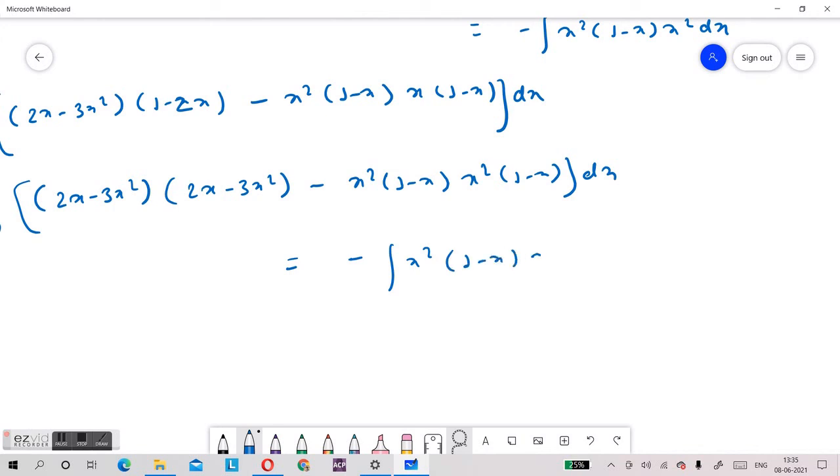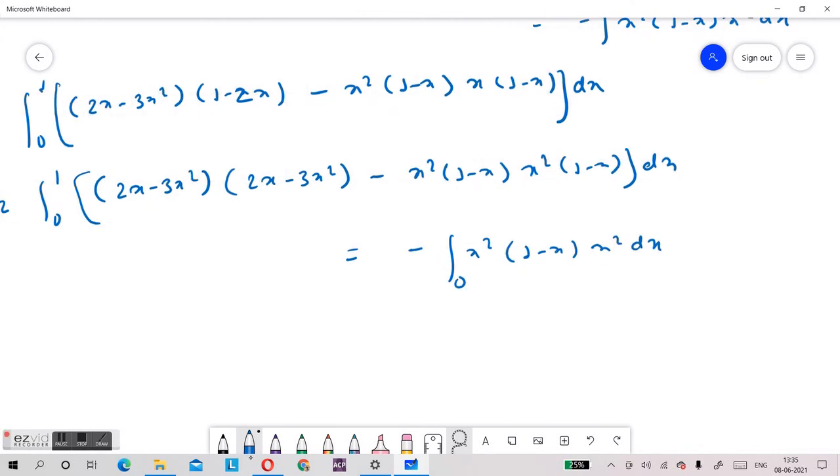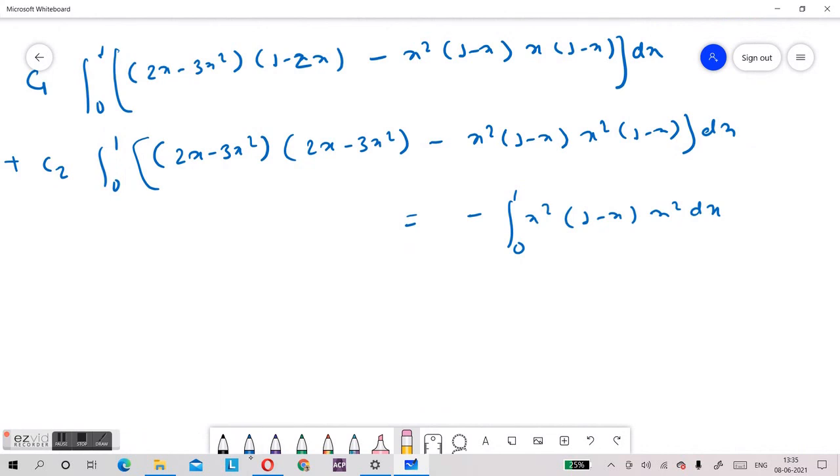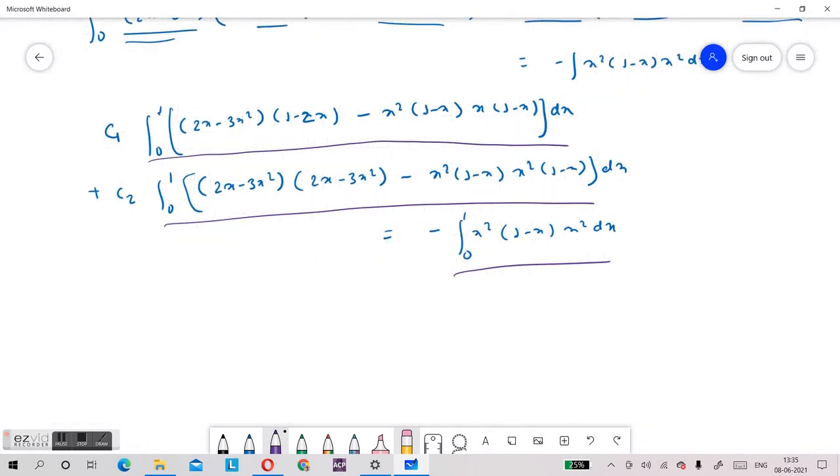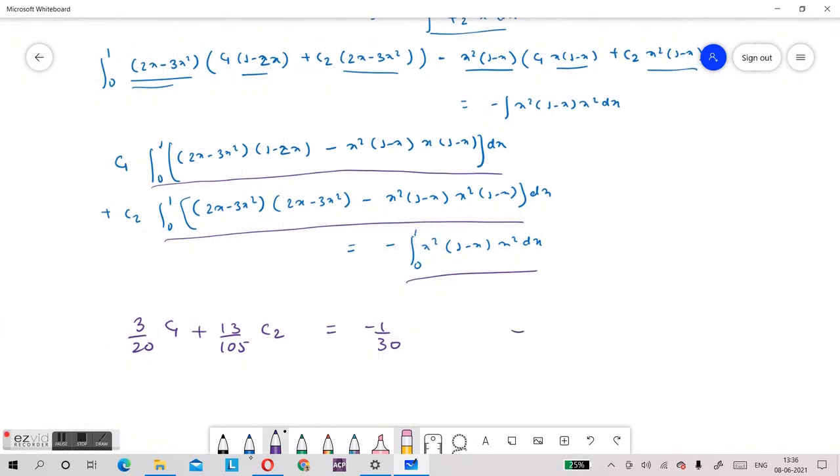So you can solve this term with the help of your calculator. These integration terms are very easy to solve. Okay, if you face any difficulty, I will make a video on how to solve integration with your calculator. So this will give you 3 by 20 c1 plus 13 over 105 c2 equals minus 1 upon 30. Okay, so finally you get two equations. This is equation 2 and this was equation 1.